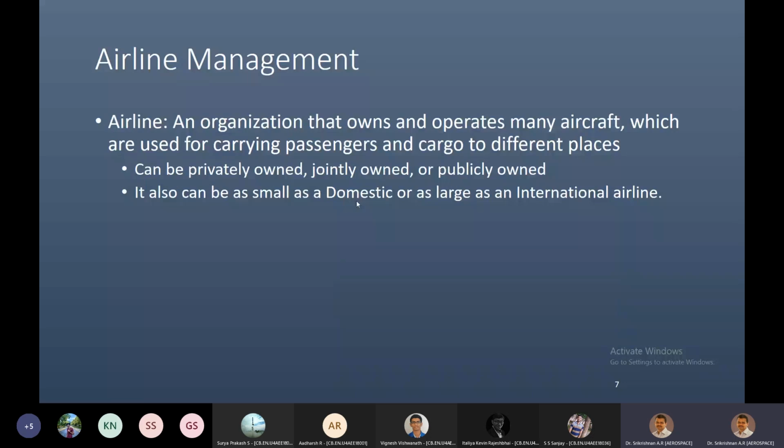Like any other organization, the purpose and objective of it is to ensure the proper functioning of the company. So an airline, as we know, is an organization that owns and operates many aircraft. It's not just one, but a fleet of aircraft across different routes, and probably would include both cargo and passengers.